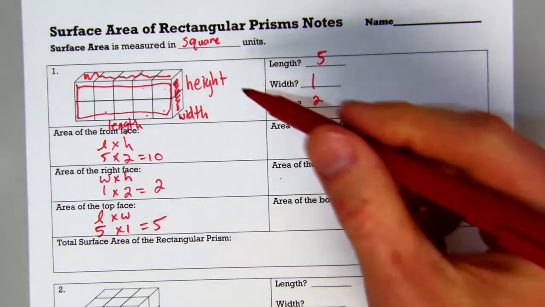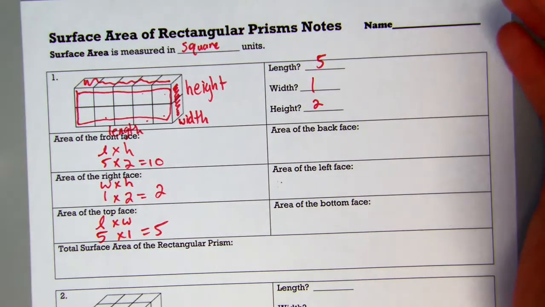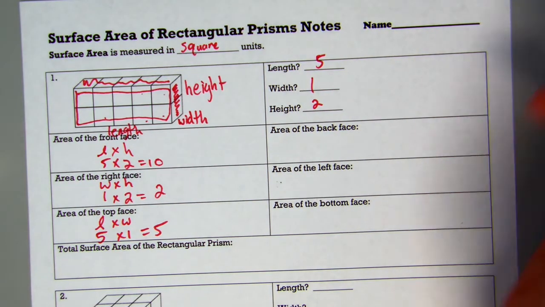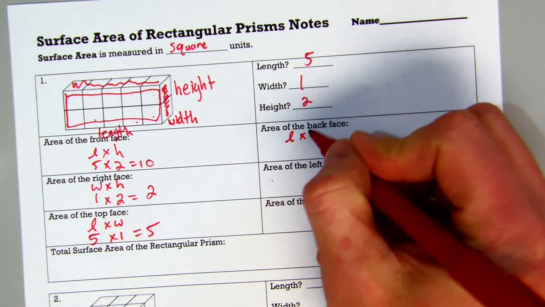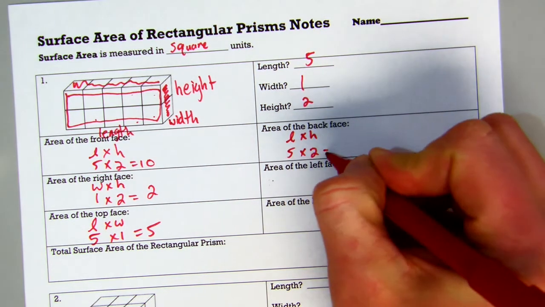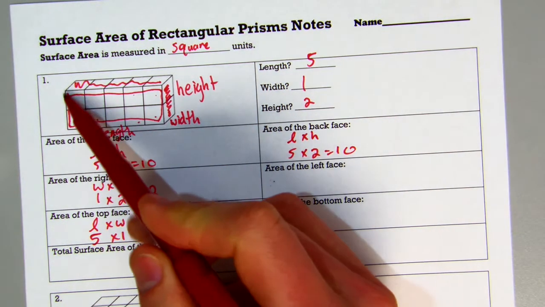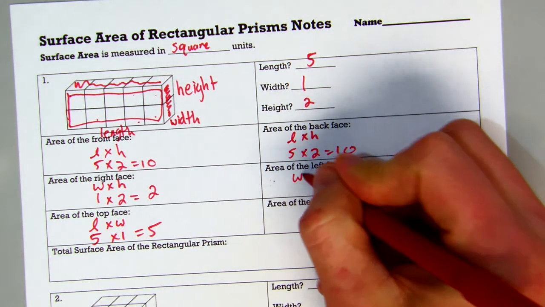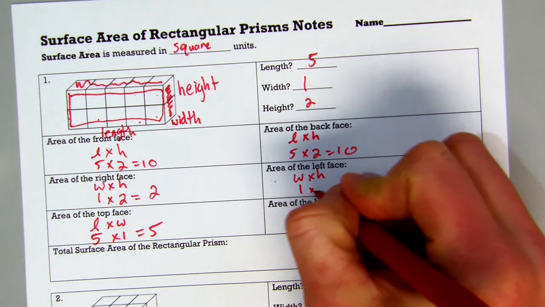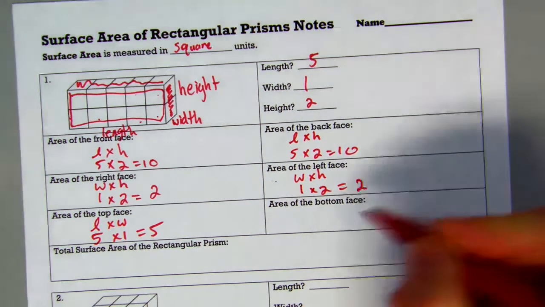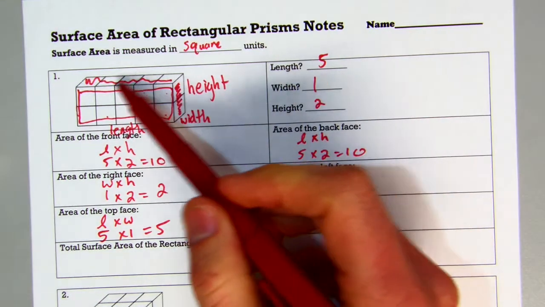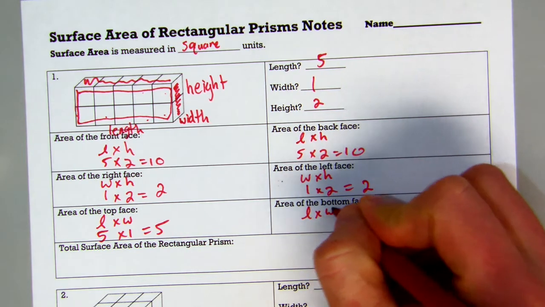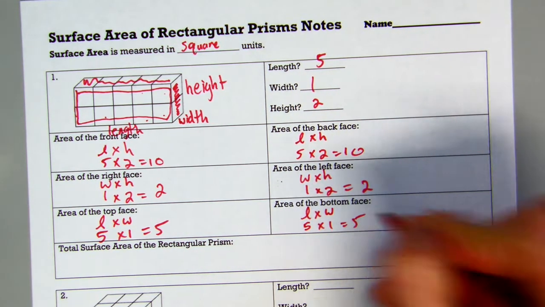Then I also have some measurements on the back side. I can't forget the ones back there. Whatever I have on my front is going to be the same thing that's on my back. So in this case I would again do length times height, which is 5 times 2 is 10. Now I have a left side over here which cannot be seen, but it's going to be the opposite of my right side here. So again that's width times height, and that is 1 times 2 is 2. And then I have a bottom face, so just like the top I actually have a bottom, and it would be the same as length times width. 5 times 1 is 5.